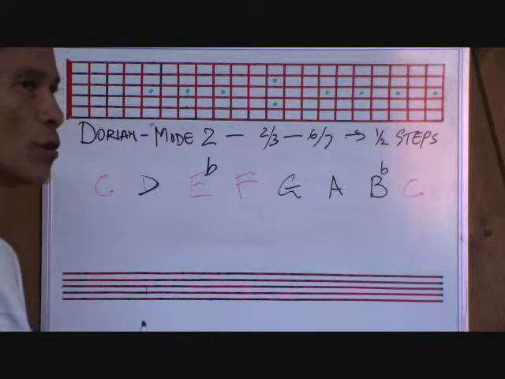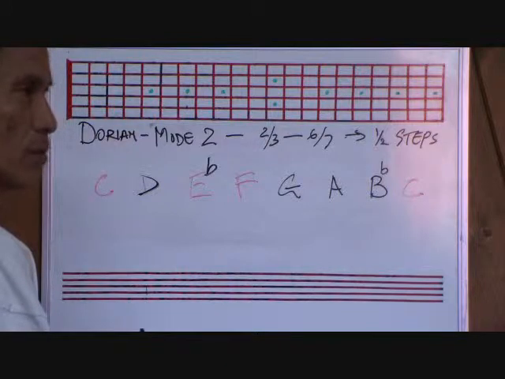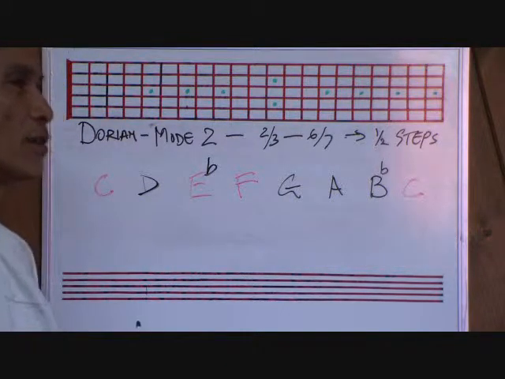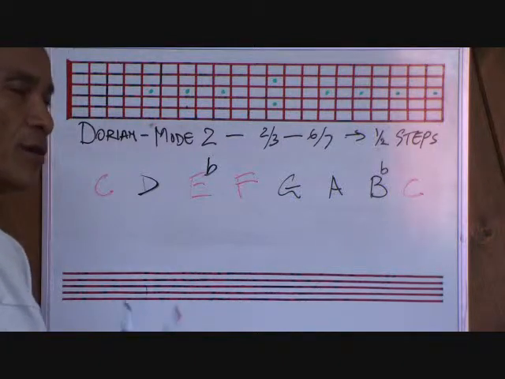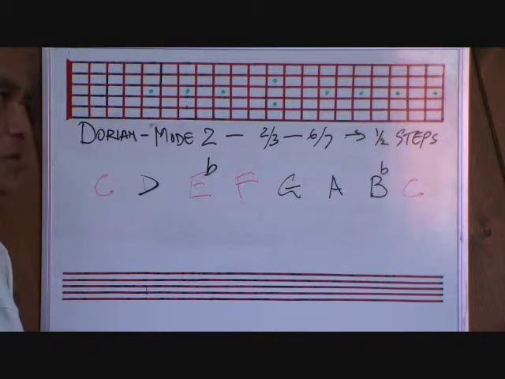I will show you the other 6 major modes: the Phrygian, the Lydian, the Mixolydian, Aeolian, and the Locrian. And then 19 other unpopular modes.